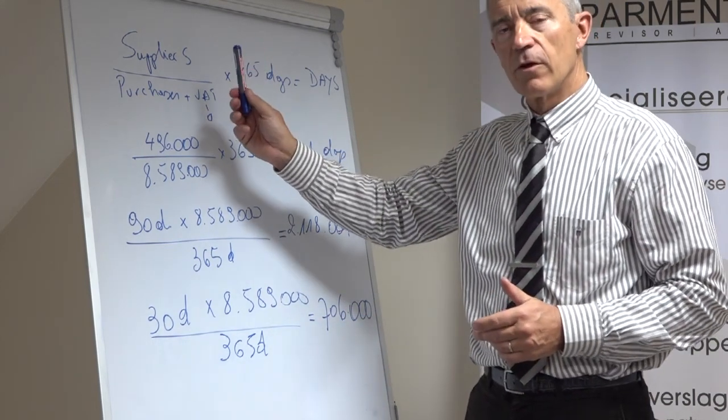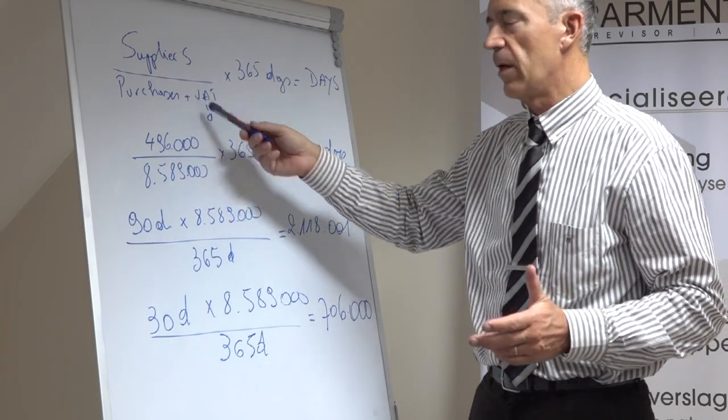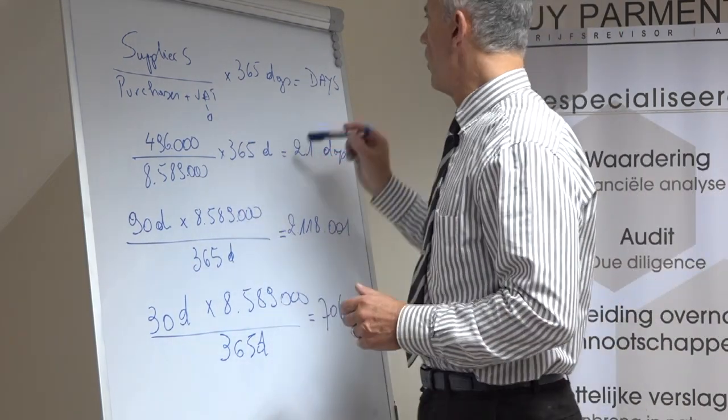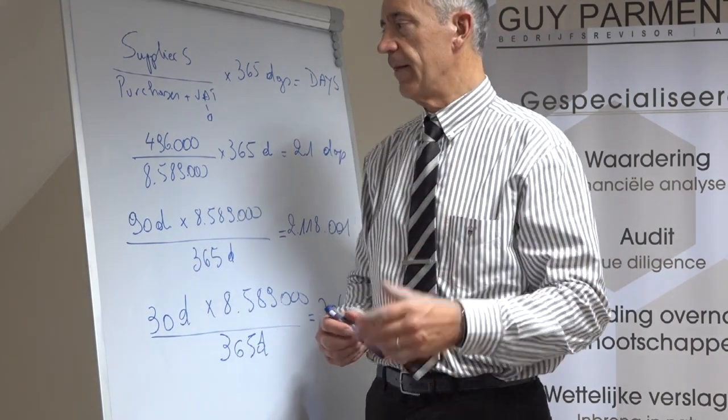This is the formula concerning the suppliers. Suppliers divided by purchases plus VAT. In my example, I will take the VAT at 0, multiplied by 365 days, will bring you to the number of days the suppliers have been paid or outstanding.